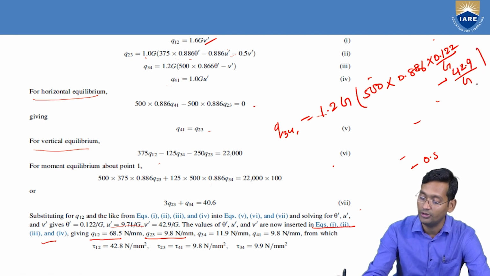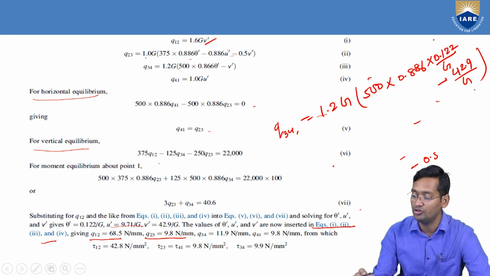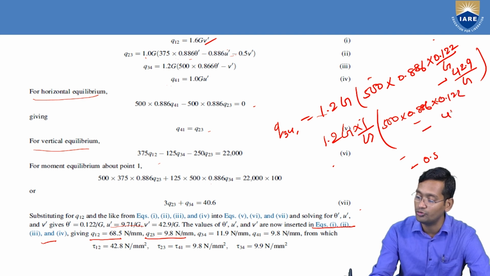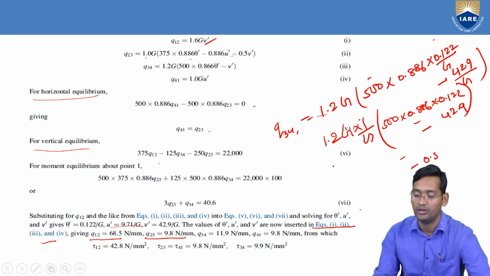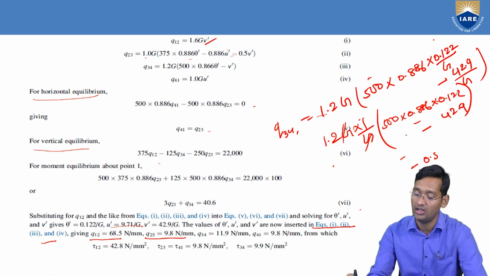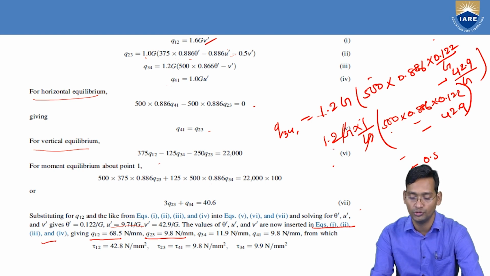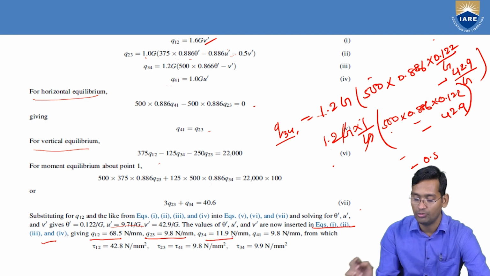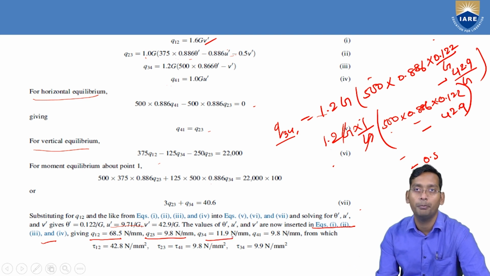42.9 by G. So again, just see, in both the terms, G is in the denominator. So we can take common 1.2 G into 1 by G. After taking common, what we have? 500 into 0.886 into 0.122 minus 42.9. Just put these values in the calculator. This G will get cancelled. Whatever value you get, multiply by this 1.2. Then you will get Q34. That Q34 will come to 11.9 Newton per meter.